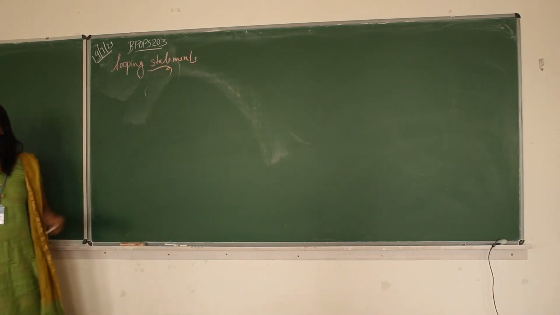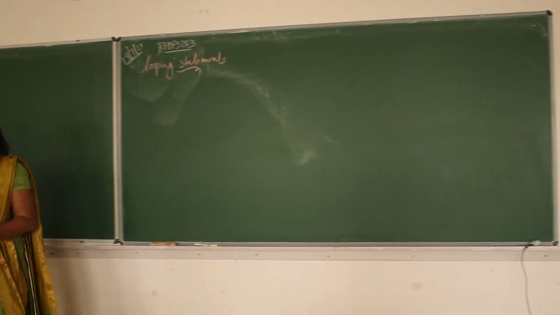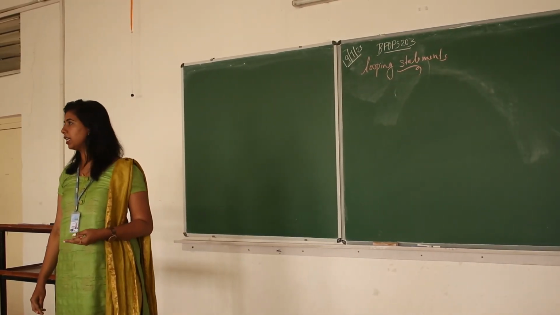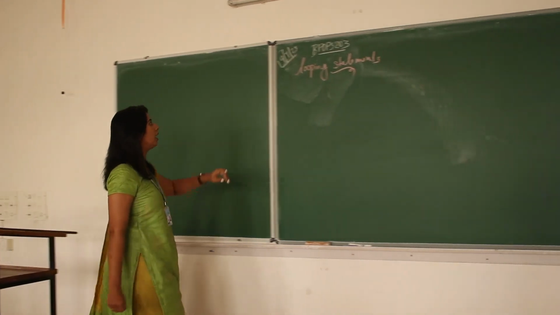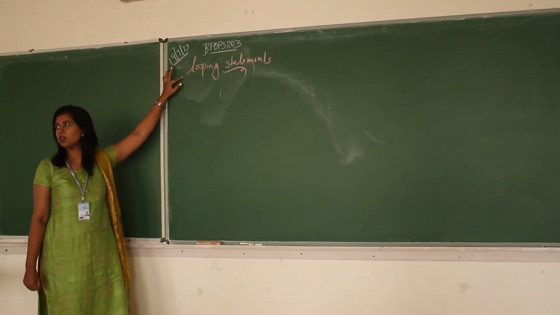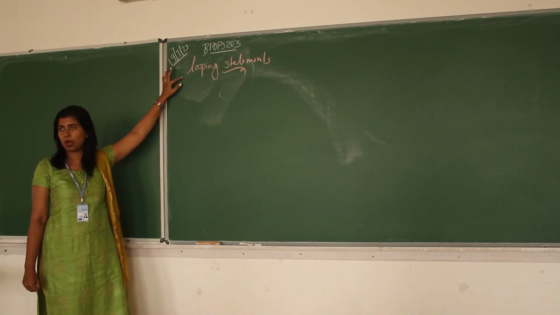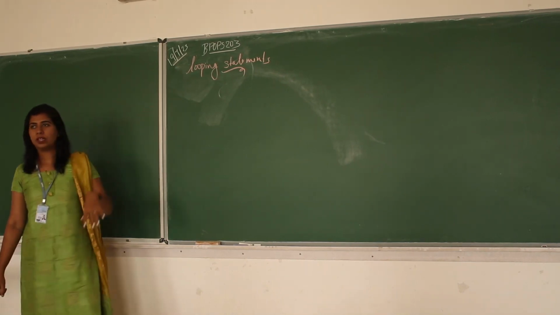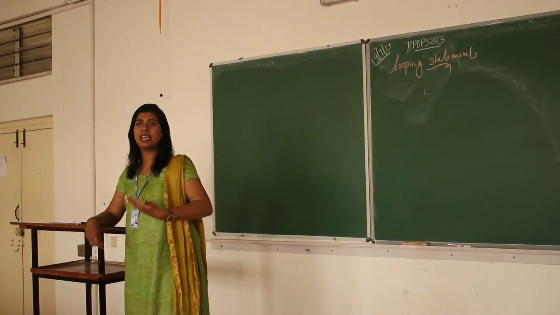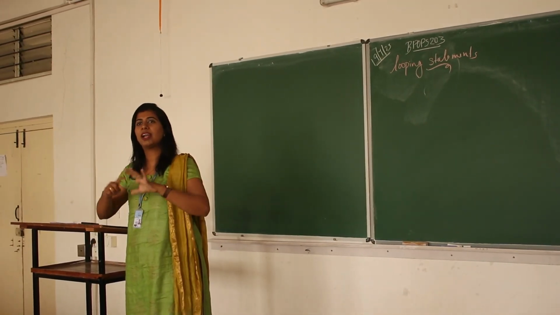In the last class, we learned the conditional statements and unconditional statements. Today we will learn where we are using these looping statements, in which cases we are using looping statements in C programming. What is a loop? The name itself says it: loop means we are repeatedly doing something. That means we are in a loop.